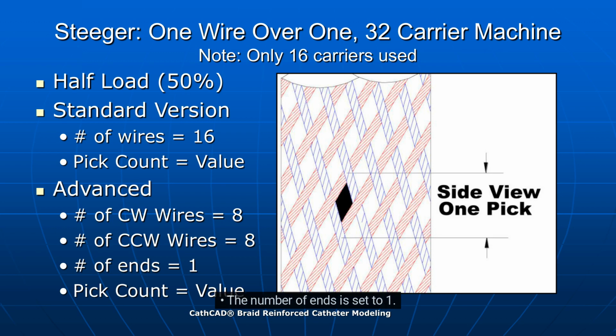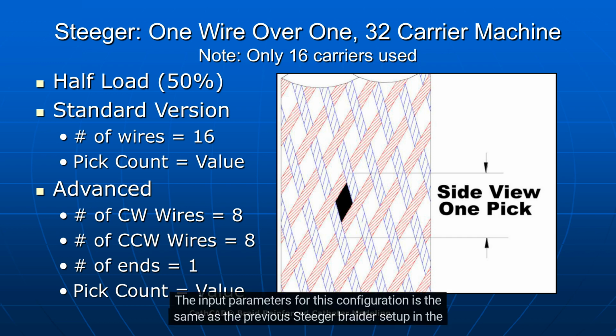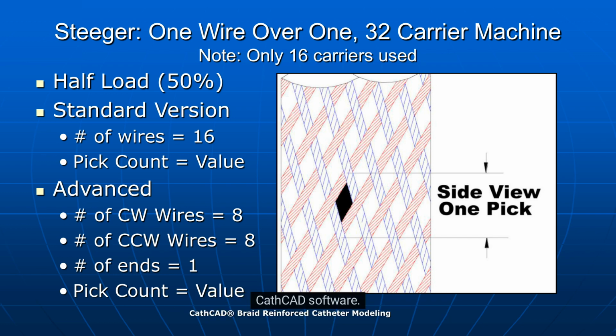The number of ends is set to 1. The pick count entered should be that of the desired value. The input parameters for this configuration are the same as the previous Steger braider setup in the CathCAD software.